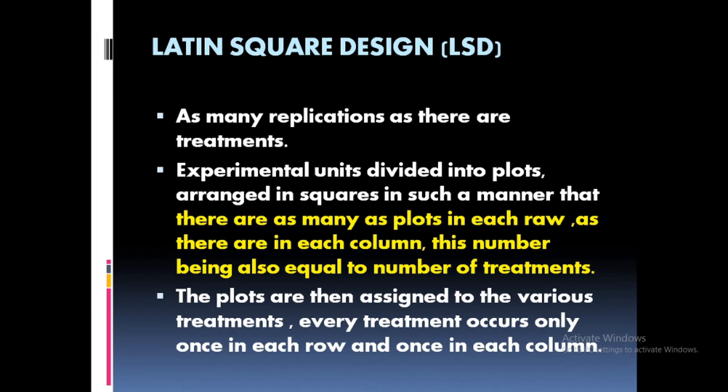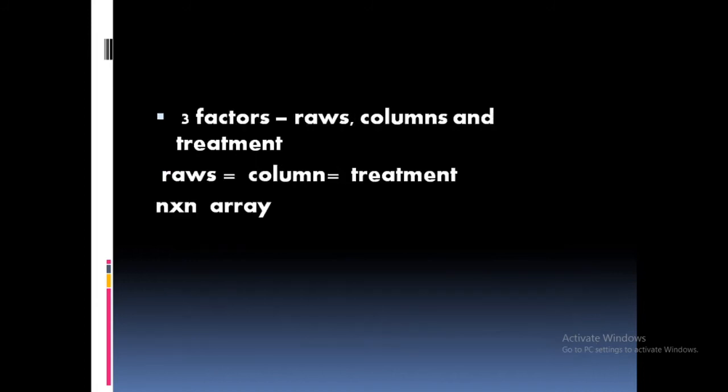This is a very important point under the Latin square design. See, plots are assigned to treatments, and each treatment occurs only once in each row and once in each column. So the number of columns, number of rows, and number of treatments are equal, and each treatment occurs only once in each row and once in each column. See, three factors, row, column and treatment, all are equal, that is an n into n array.